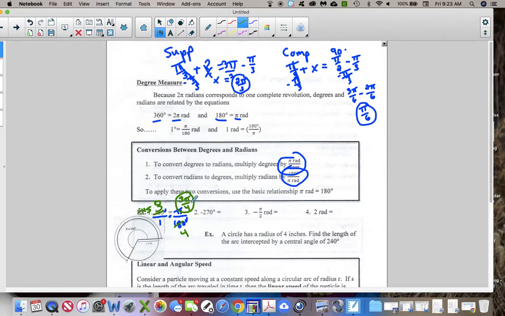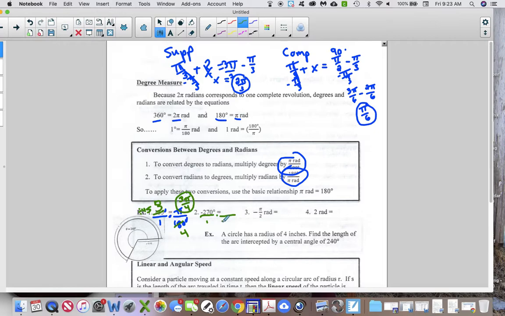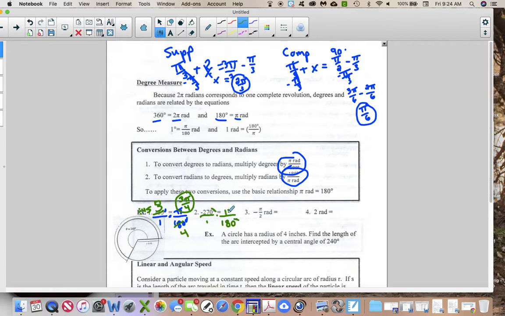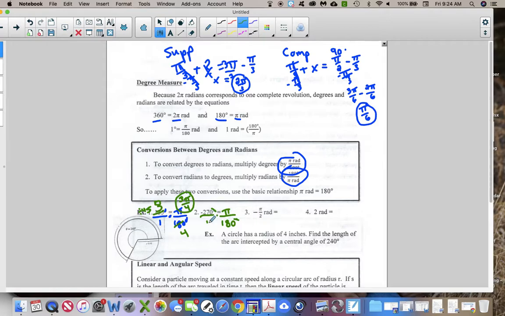Okay, so there's that one, negative 270 degrees. If I put that over 1, times 180 is going to go on the bottom again because I want the degrees in the bottom to cancel with the degrees in the top. And I'm going to put pi up here. Okay, now just because it's negative doesn't change anything. Your answer is just going to be negative in the end.